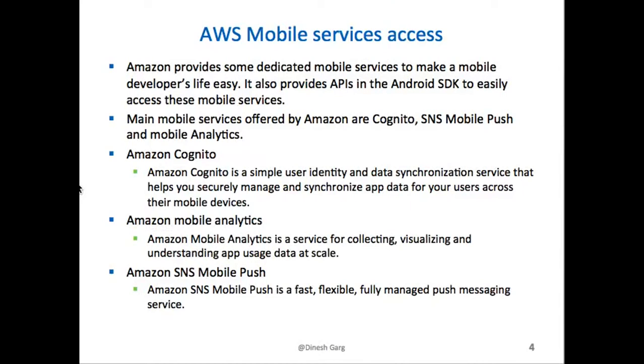There are very powerful services like Cognito, mobile analytics, and SNS push, which is for push notifications. These are provided by AWS. So you can basically go to the AWS console, configure these, and use the corresponding libraries on the client side, and use the APIs to be able to access these services.